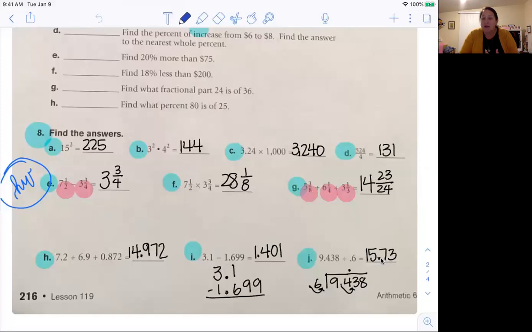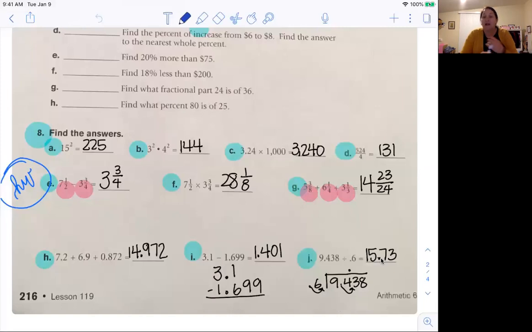G, 5 3/8 plus 6 1/4 plus 3 1/3 is 14 23/24. H, 7.2 plus 6.9 plus 0.0872 is 14.972. I, 3.1 minus 1.699 is 1.401. And J, 9.438 divided by 0.6 is 15.73. So hopefully you did well with those. If you didn't, I want you to circle it so we can go over it together.